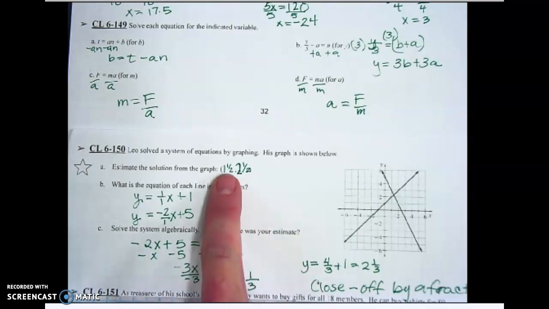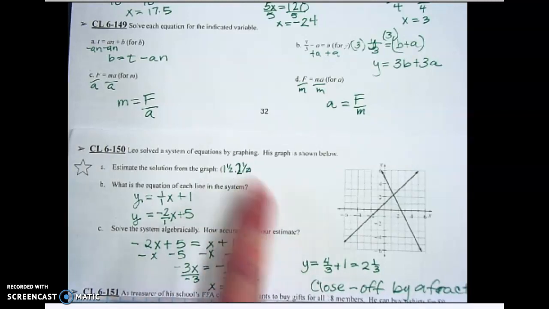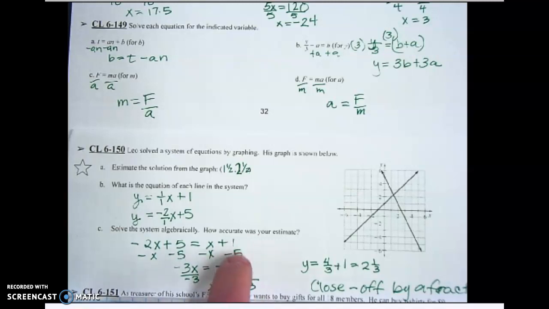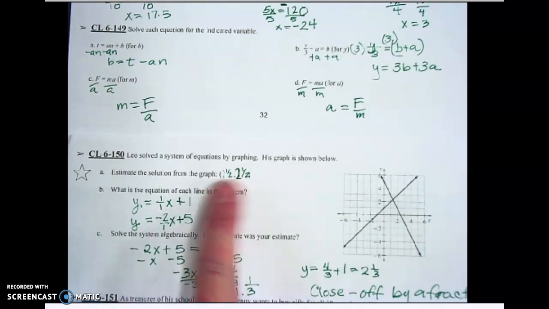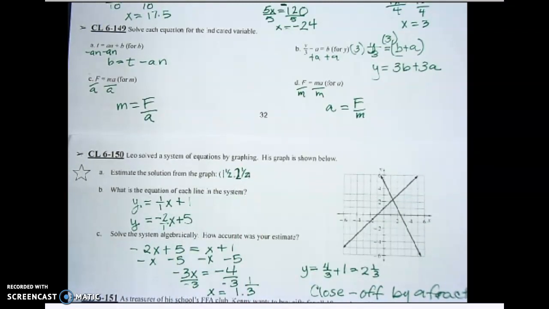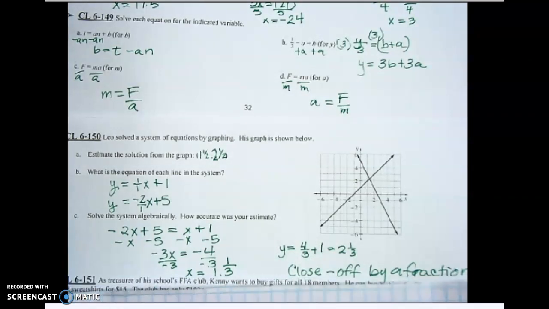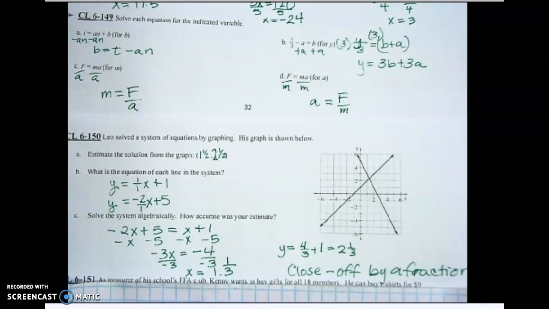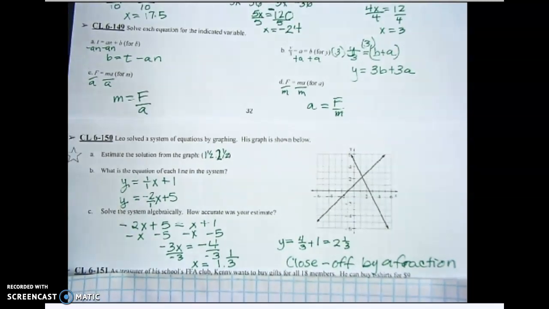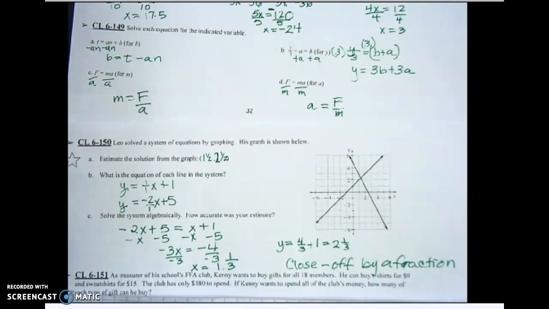How close is that to 1.5? Bless you. How close is 1 and 1/3 to 1.5? Pretty close, right? Then I took that 1 and 1/3 and I plugged it into the first equation, and I got 4/3 plus 1, which is 2 and 1/3. They want to know how close I was. Well, I was pretty darn close. I was off by a fraction. Okay.